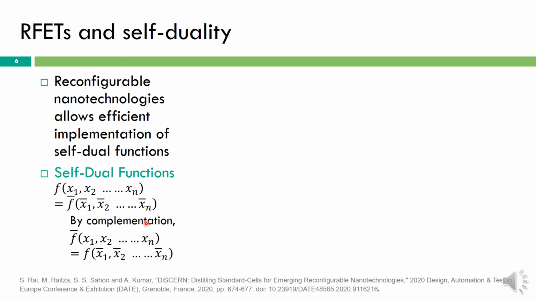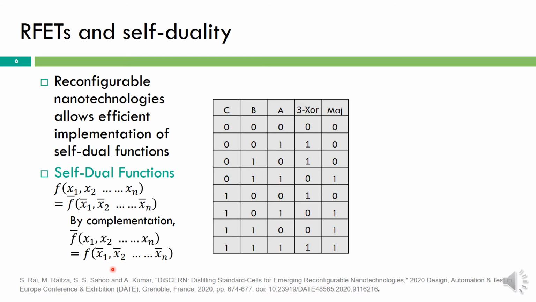A self-dual function is given by this relation, where f(x1, x2, ..., xn) equals the complement of f(x1 complement, x2 complement, ..., xn complement). By complementation, the complement of f(x1, x2, ..., xn) equals f(x1 complement, x2 complement, ..., xn complement). Let's try to understand this in terms of a truth table. So here we have the truth table for a three-input XOR and a majority, where the three inputs are A, B, and C.